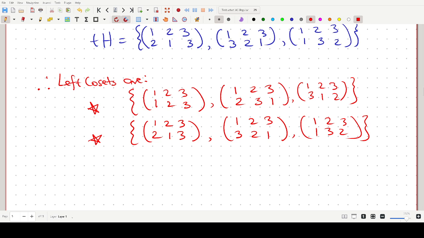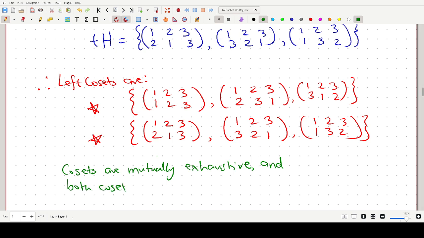One very important thing to note here is that the elements are not repeating. So, the cosets are mutually exclusive, right? And both cosets have an equal number of elements.